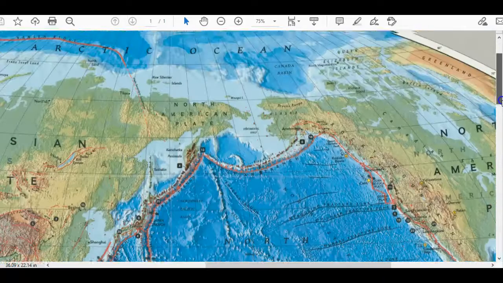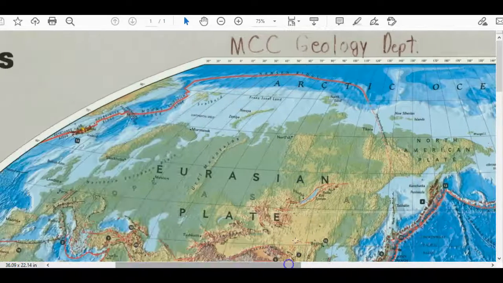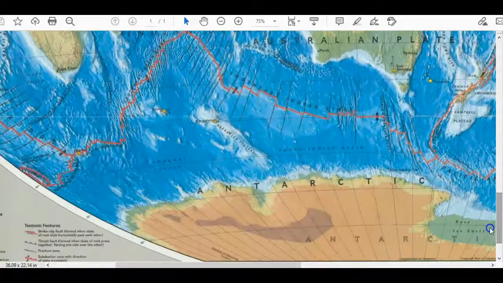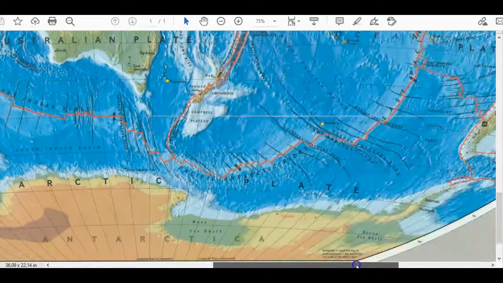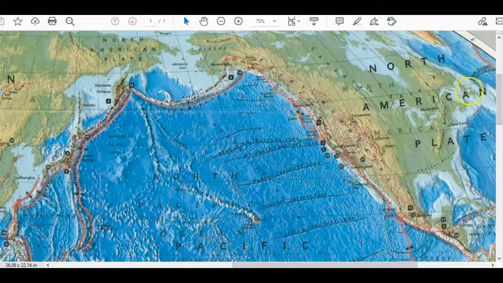Just make sure that you can zoom in enough to read what you need to on here, so it shouldn't be a problem. And that's the basic stuff that you'll need for the lab. It'll just be this map and then a little math knowledge that I'll help you through with another video.